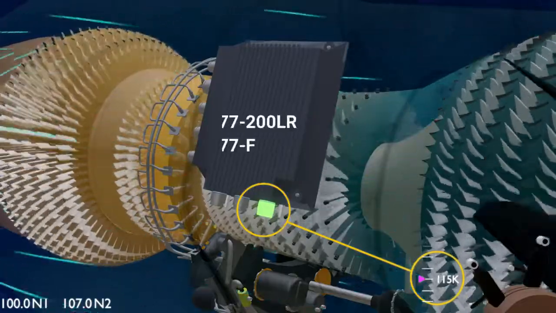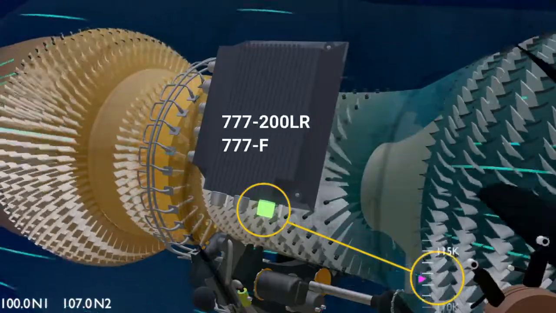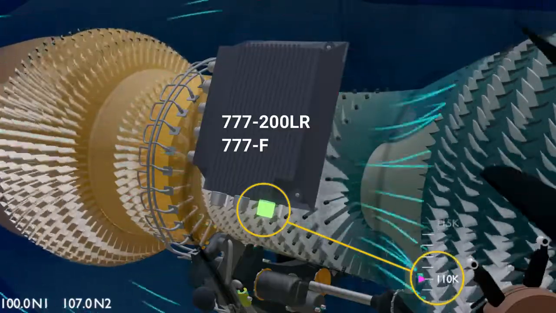The same engine can be installed on the other types of the Boeing 777 aircraft by changing the rating plug that limits the maximum thrust.